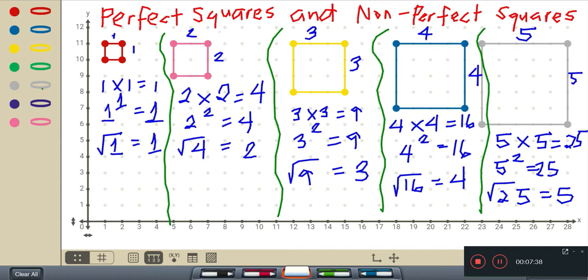Okay. So now the question is, what are the non-perfect squares?